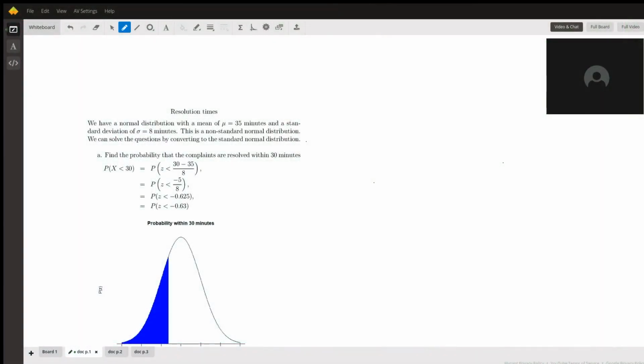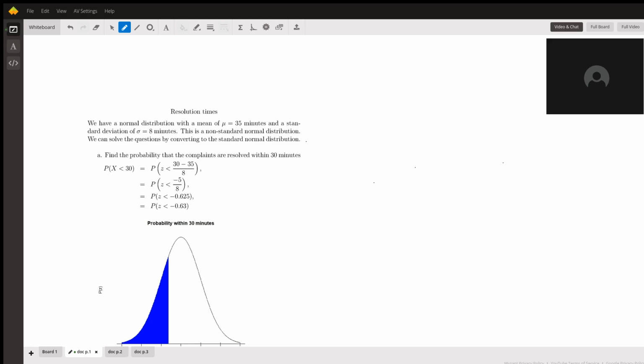Okay, let's take a look at the question that you have. You've got a normal distribution. It has a mean of mu equal to 35 and a standard deviation of sigma equal to 8 minutes. So this is our non-standard normal distribution. We're going to solve each of these questions by converting back to the standard normal, the one that has mu equal to 0 and sigma equal to 1, and work off that. And again, as you'll see in a minute, you're going to have a little bit different answer depending on what table you're using, or if you're getting it from, say, R.